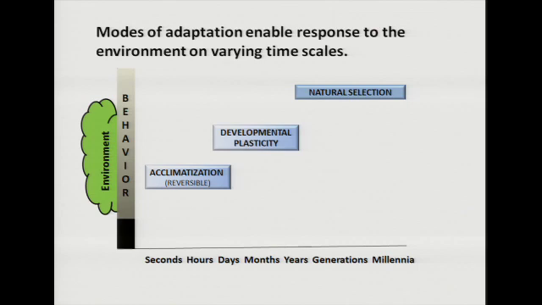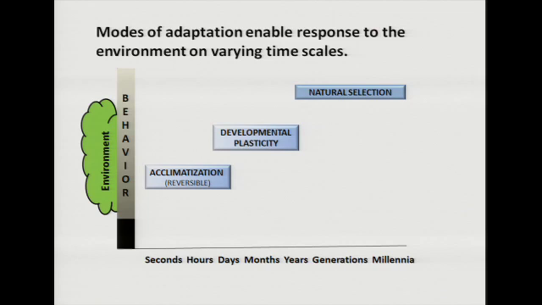Another mode of adaptation is called acclimatization. And this is something that is completely reversible and can take place in seconds, hours, or days. So you go out in the sun, and you don't wear your sunscreen, and you suntan. That's acclimatization. You sweat when you work out. That's acclimatization. Now, how much you suntan, whether you suntan or not, that is something that is variable, and it's variable depending upon your genetics.